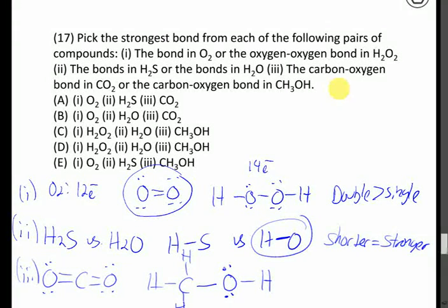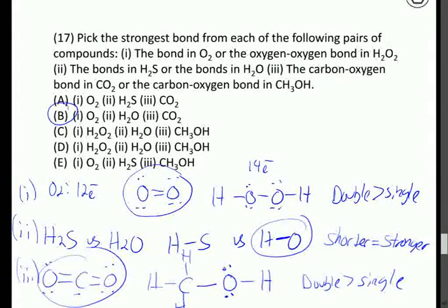We have a carbon-oxygen double bond versus a single bond, and the double bonds are always going to be stronger without any other information given, okay? So it's O2, H2O, CO2, that's choice B. All right, so that's how we make those comparisons. Think about the bond order and then also the bond length if it's the same bond order, whether it's shorter or longer.